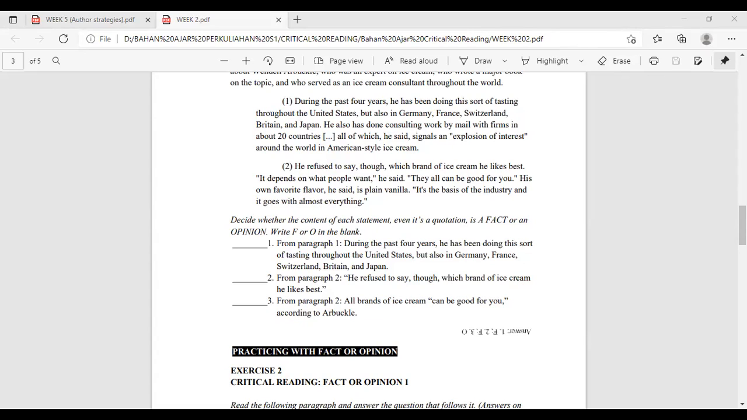There are three primary elements of the author strategies that you need to understand. The first is audience. The second is the purpose, and the last one is tone.